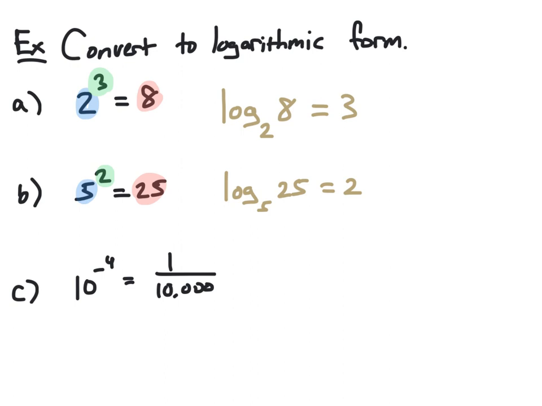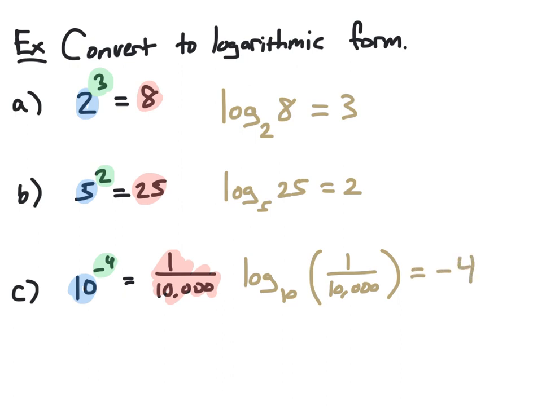And last but not least, part C, we have 10 to the negative 4th power equals the fraction 1 over 10,000. So here we have a base of the exponential of 10, we have an exponent of negative 4, and we have that equaling a value of 1 over 10,000. When we use the equivalency from earlier to convert this, we see that we get the log base 10, the base of the exponential, evaluated at our value of 1 over 10,000, and that's going to equal our exponent, which is negative 4. So here we get the log base 10 of the number 1 over 10,000 equaling negative 4.